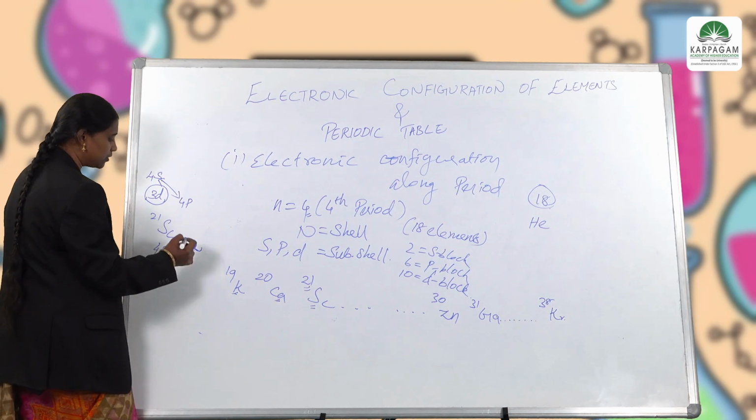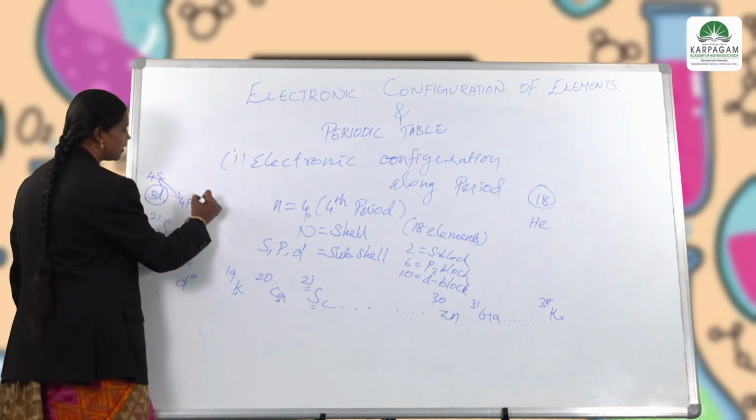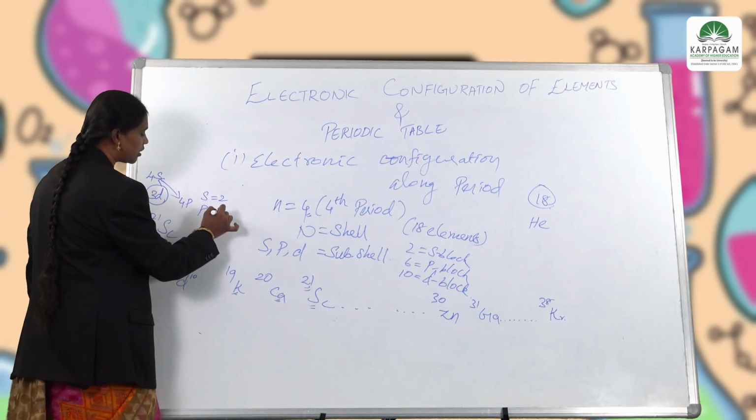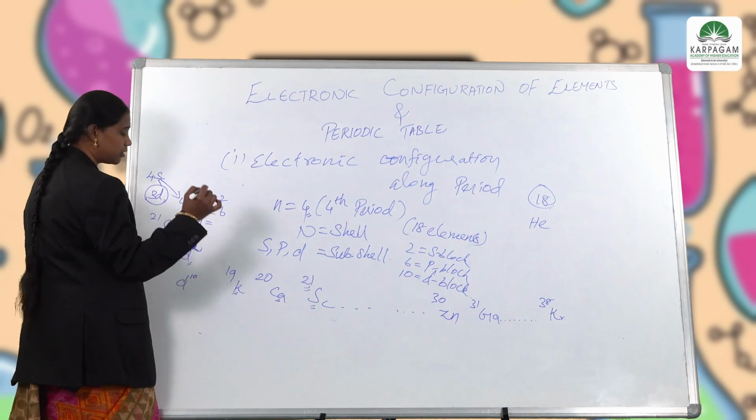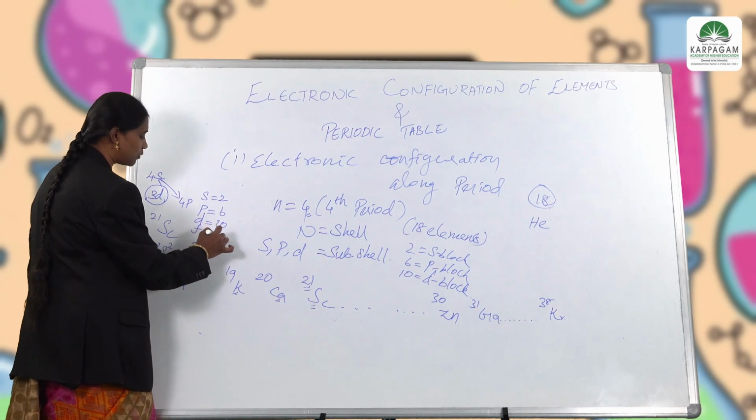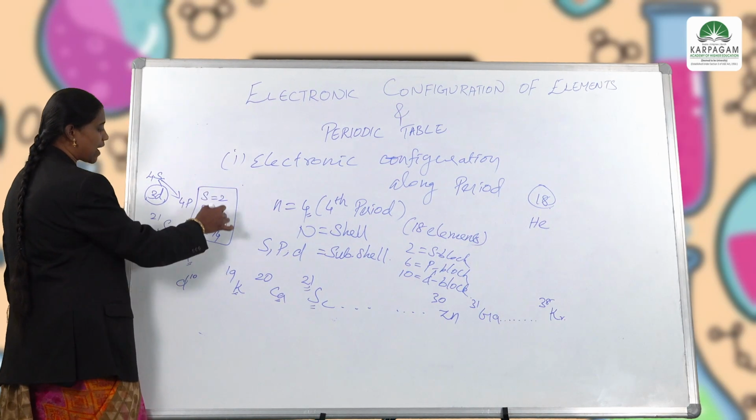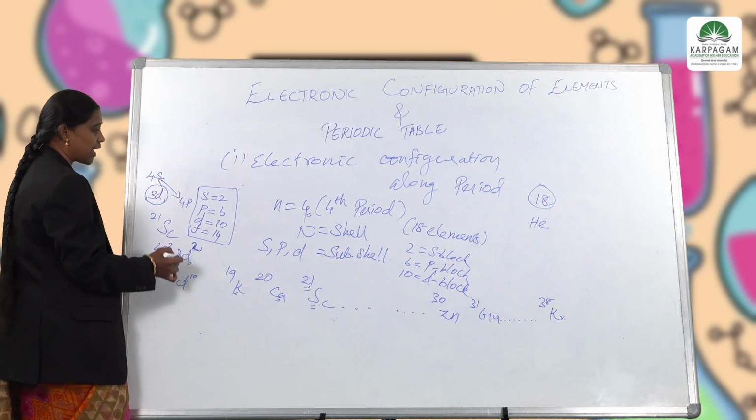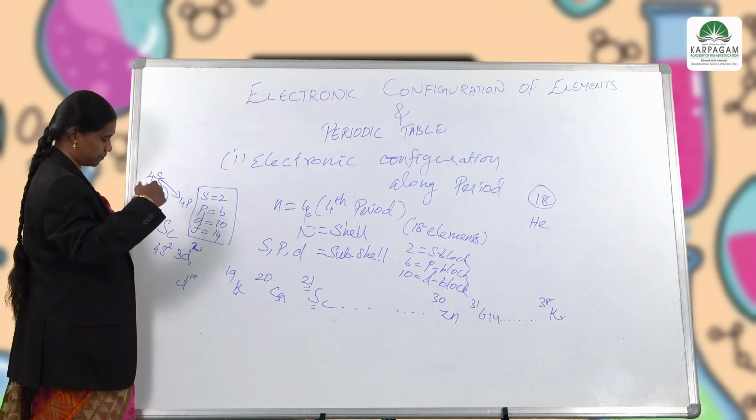The d orbitals can be filled with a maximum of 10 electrons. For the s orbital only 2 electrons are filled. For the p orbital the maximum number of electrons is 6. For the d orbital the maximum is 10. For the f orbital the maximum is 14. So this is the maximum electron capacity for the orbitals. From scandium to zinc the 3d electrons increase by one accordingly.